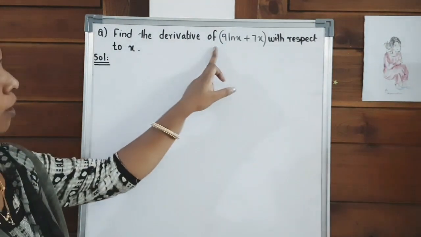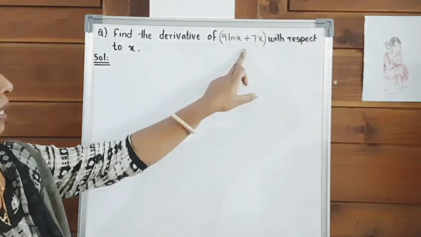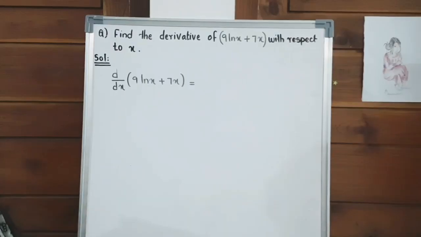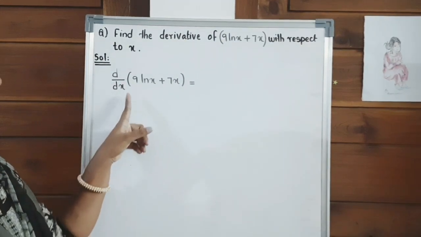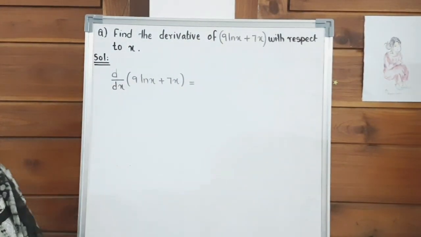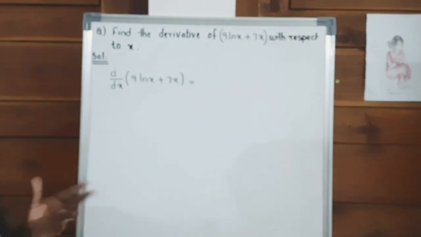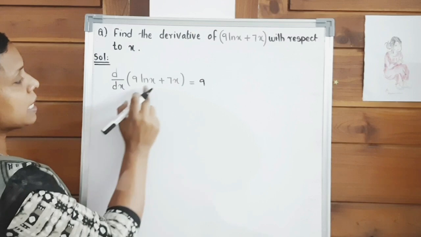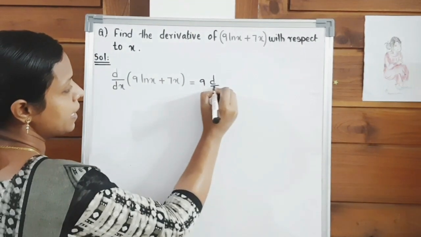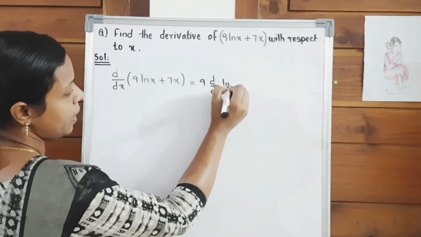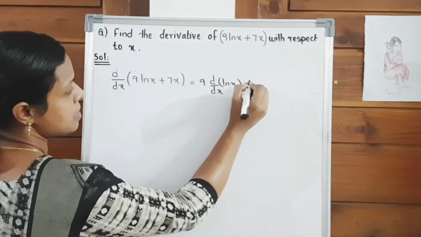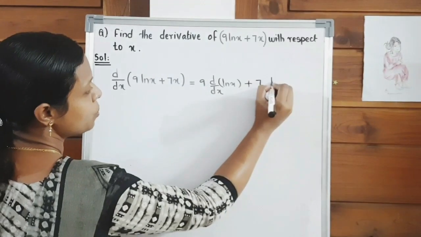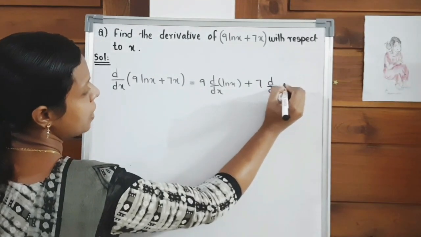Next problem, find the derivative of 9 log x, natural log x, plus 7x with respect to x. Here we have d by dx of 9 log x plus 7x. Using linearity property we can write it as, first we take 9 into d by dx of log x, then plus 7 into d by dx of x.